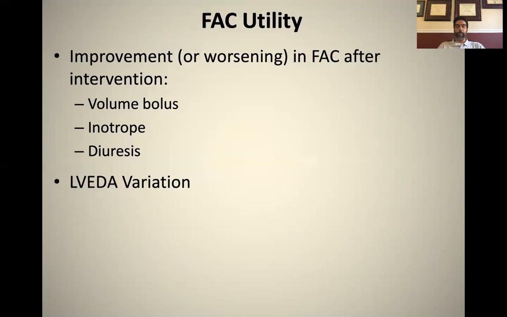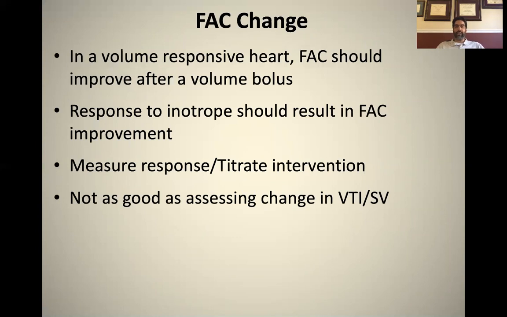Okay. So how do we use this clinically? There's really two ways we can use it. One is just by looking at how much the fractional area change improves after an intervention, either with volume or inotropes and so on. And you can also look at what's called LVEDA variation. Let's talk about the first one, fractional area change.